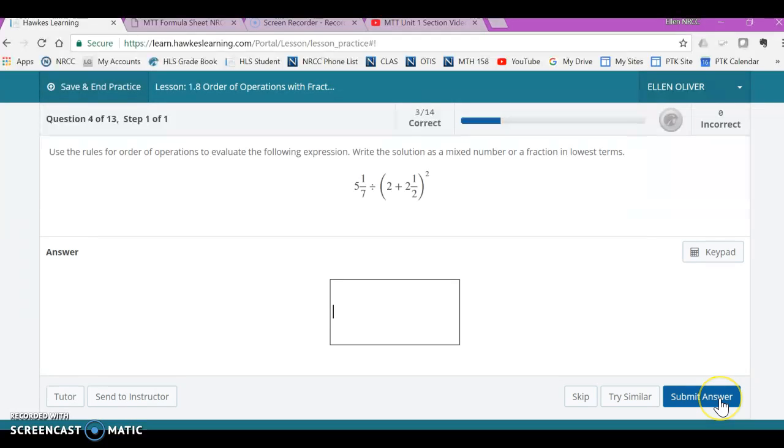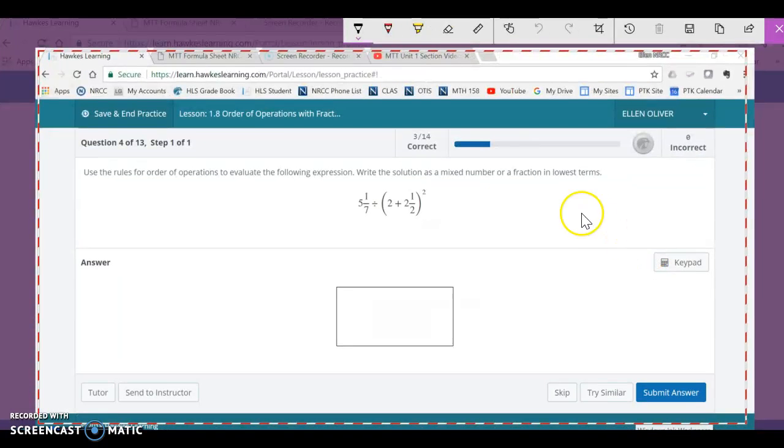Excellent. I think we have time for one more. Ooh, this is a good one. So PEMDAS: parentheses, and then the exponent. I've got to do what's in the parentheses first. Then I do that exponent, and then I do this division. So that's my plan. So first is 2 plus 2.5.